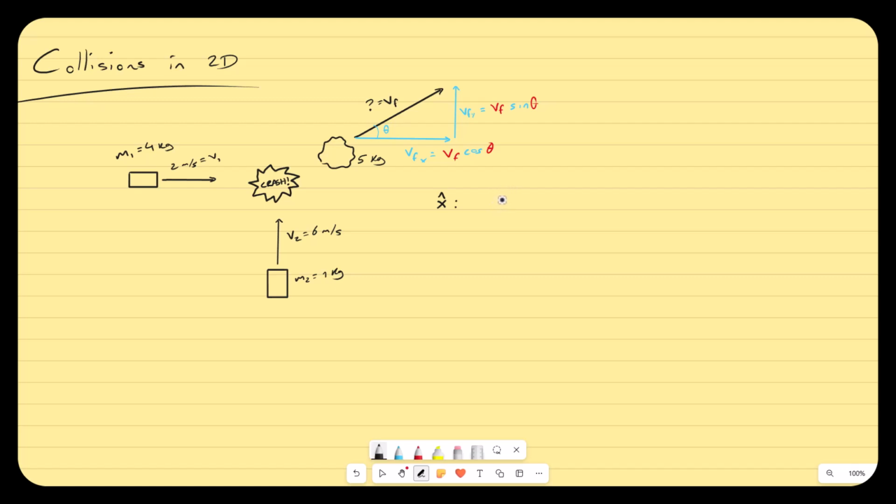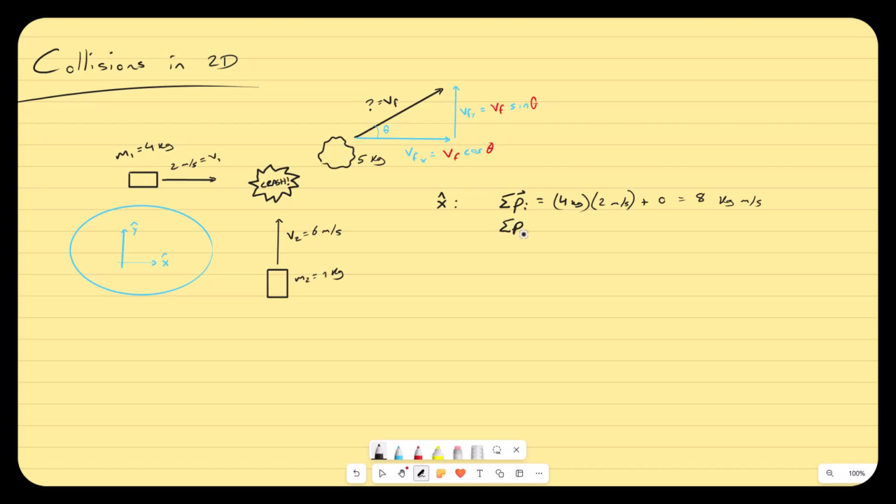So my initial momentum in the x direction, this one, 4 kilograms times 2 meters per second. This one has nothing, it's all in the y direction. So I've got 8 kilogram meters per second. What I should have said right from the start is I'm calling to the right my x direction, and I'm calling up my y direction. So that's what I've got in the x direction.